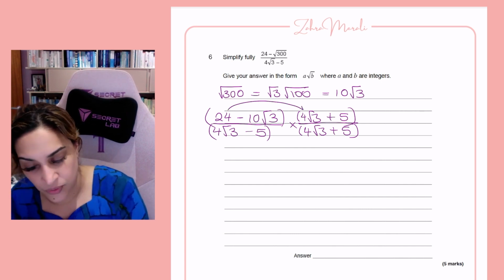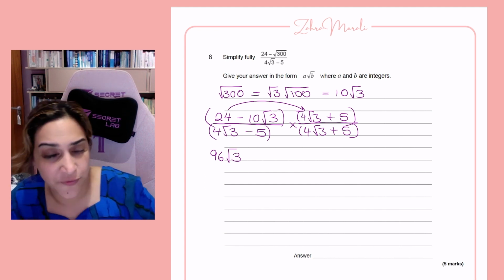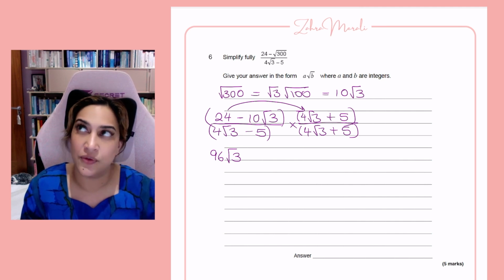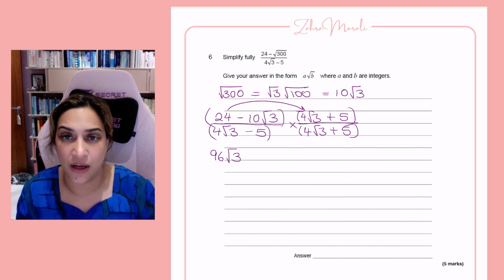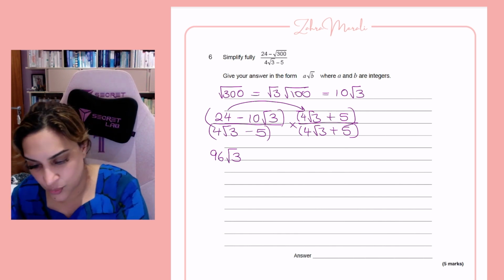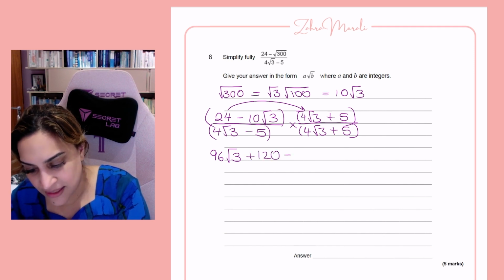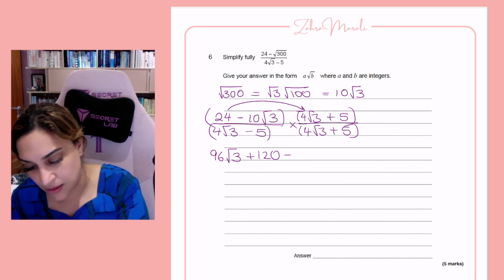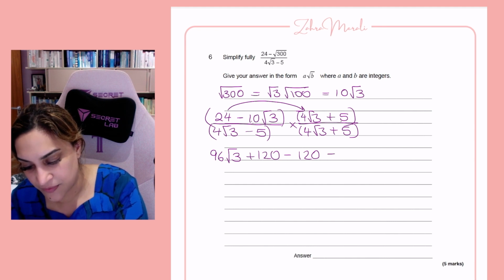You've got 24 times 4 to give you 96 root 3. 24 times 5, and if you want to do that quickly, think to yourself 24 times 10 is 240, and then you want to half that. So you get 120. So plus 120. Minus 10 times 4, which is 40, times by 3 to give you minus 120. Minus 10 times 5 to give you minus 50 root 3.